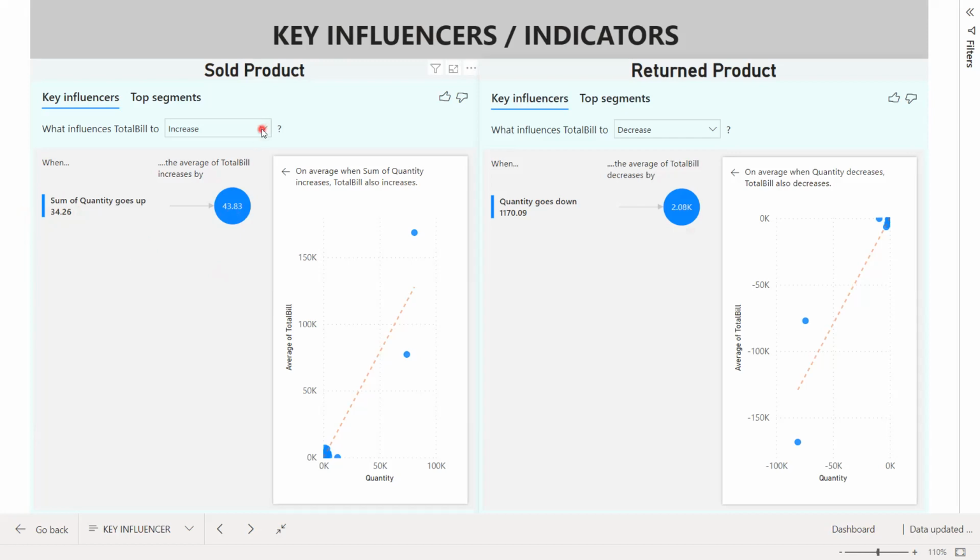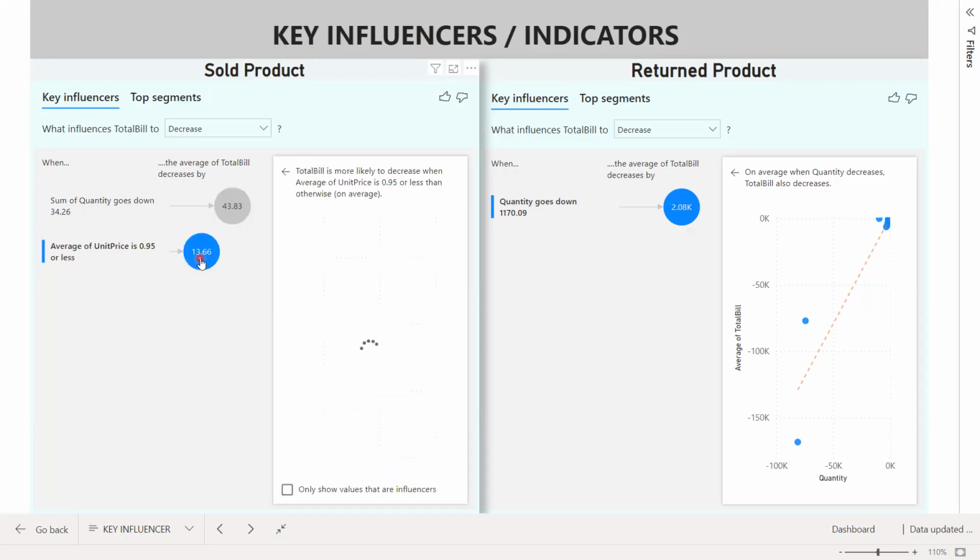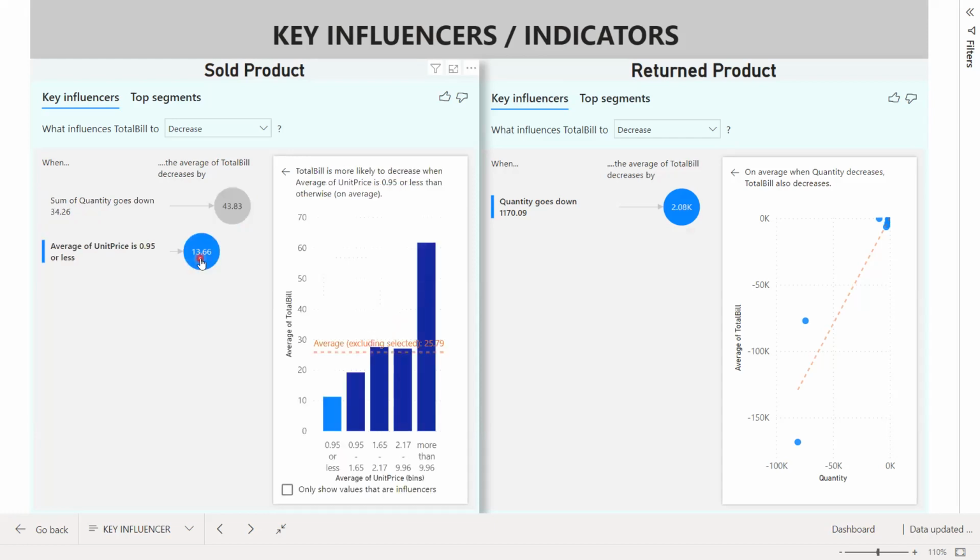Now we want to see how this influences our total bill getting decreased. If our total quantity per invoice is less than 34, then definitely our total volume will decrease. And if the average price of the billed item is less than 0.95, then it is impacting the bill amount of 13.66. So in both cases, we can see the reasons for decreasing the total bill amount.